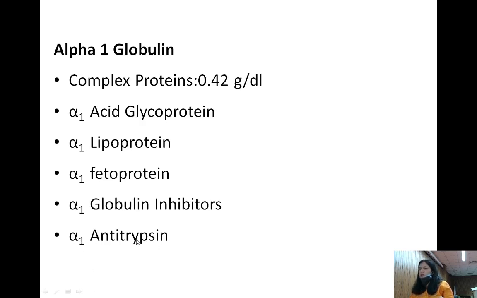Deficiency of alpha 1 antitrypsin can cause emphysema. Then alpha 1 fetoprotein, it is a biomarker for liver cancer. In case of fetus, it is a biomarker for neural tube defect. And in case of adults, it is a biomarker for hepatic cancer.